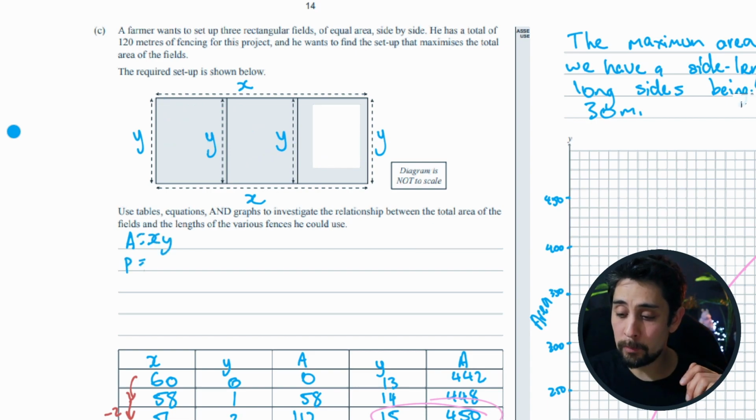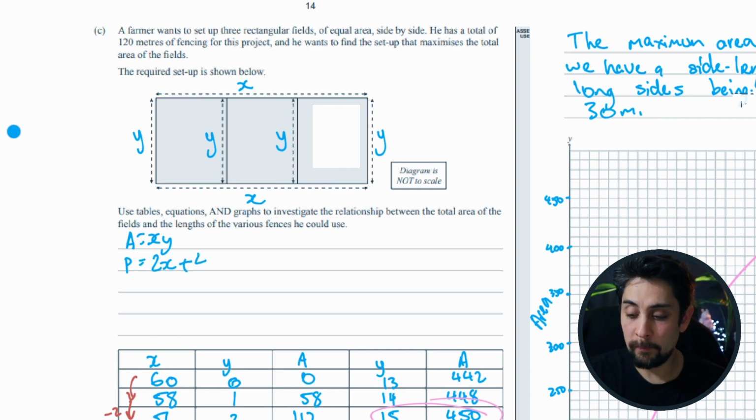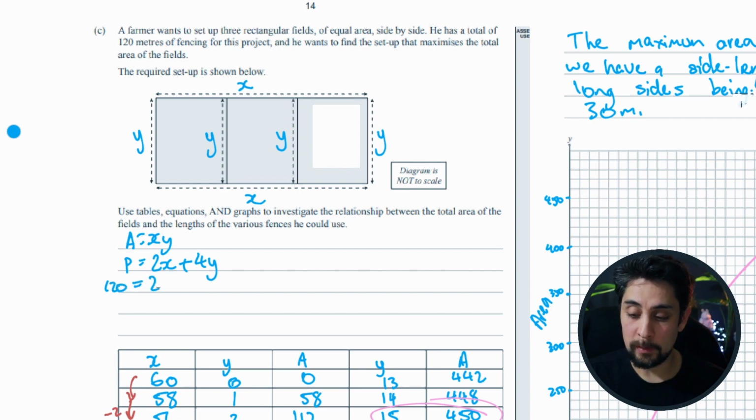But we also have a perimeter, and the perimeter is this top x plus this bottom x plus 1, 2, 3, 4 y's. So we have 2x plus 4y. But we're also told that he has 120 meters of fencing. Now fencing goes around paddocks, so that is equivalent to our perimeter. So our perimeter here is 120 equals 2x plus 4y, because the perimeter is 120 meters.